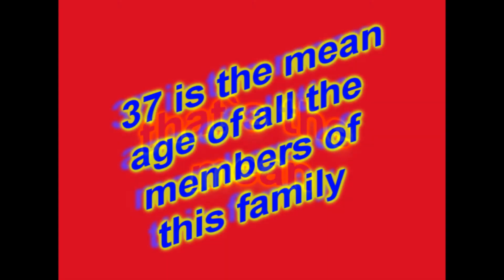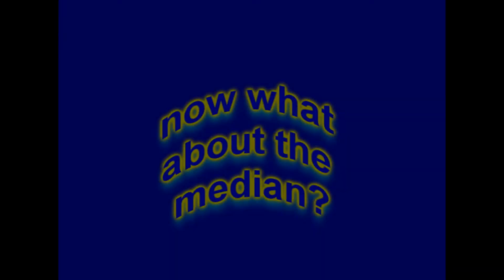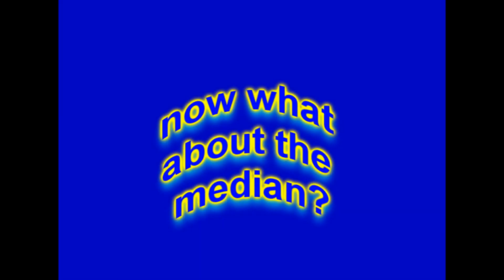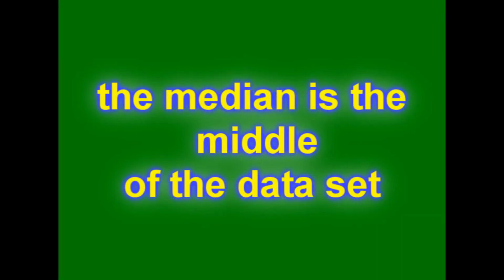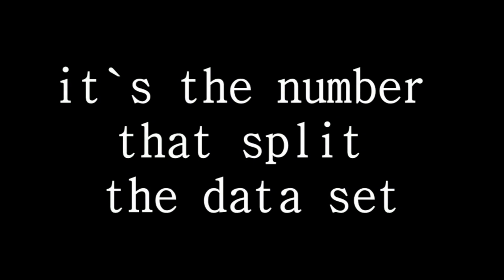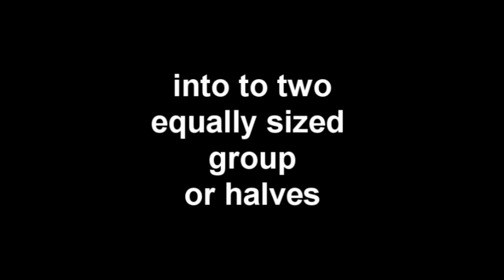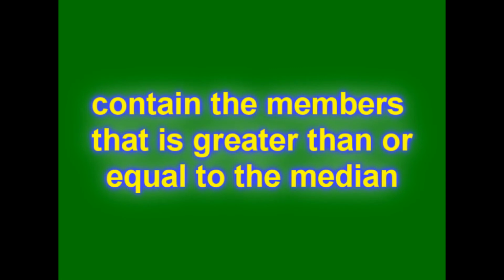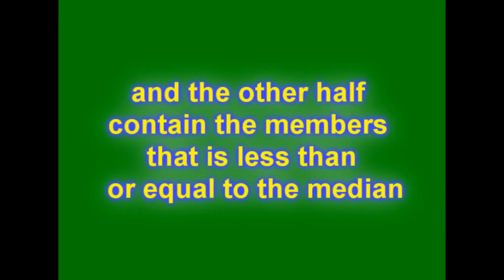All right, that's the mean. Now, what about the median? The median is the middle of the data set. It's the number that splits the data set into two equally sized groups or halves. One half contains the members that are greater than or equal to the median, and the other half contains members that are less than or equal to the median.